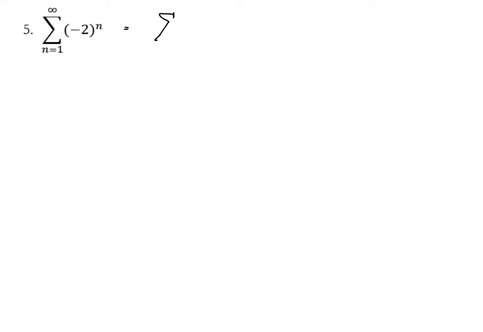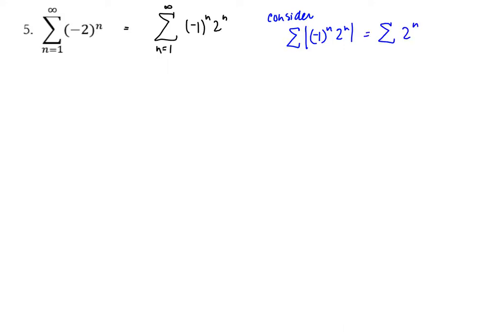The negative 2 to the n, we need to separate out what this means. This is the series from 1 to infinity of negative 1 to the n times 2 to the n. So if we consider the absolute value of the series first, check for absolute convergence. The series of the absolute value of negative 1 to the n times 2 to the n is the series of 2 to the n. That series is geometric, with common ratio r equal to 2, which is greater than 1, therefore this series diverges in absolute value.